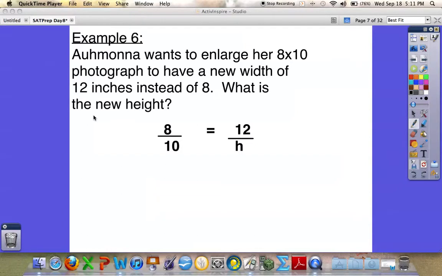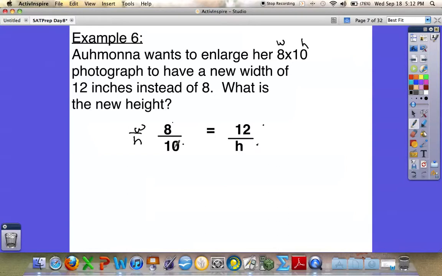So if we have a photo that we want to enlarge, it's an 8 by 10, 8 is the width and 10 is the height, and we wanted to have a new width of 12 instead of 8. What is the new height? All right, so what I did is I put the width over the height in both sides of the equation. The original width was 8 and the original height was 10. My new width is 12, so what is that new height?